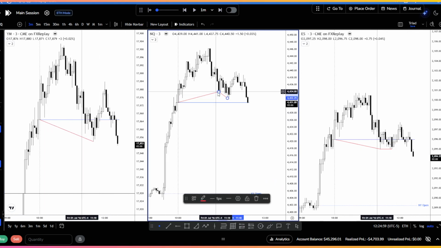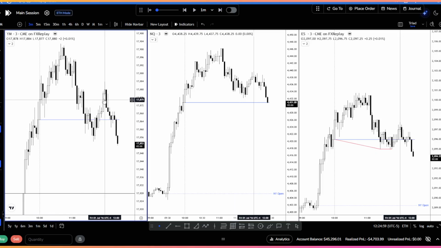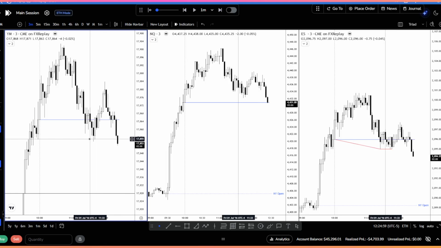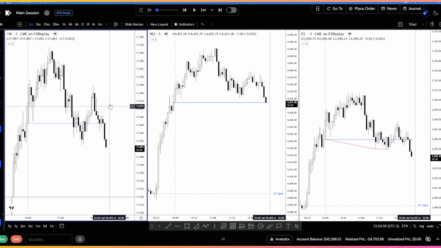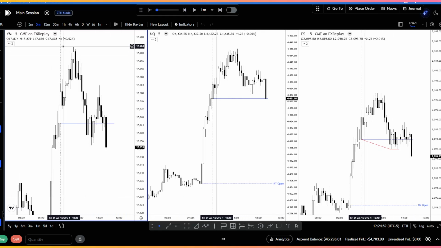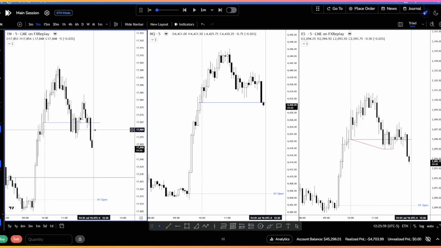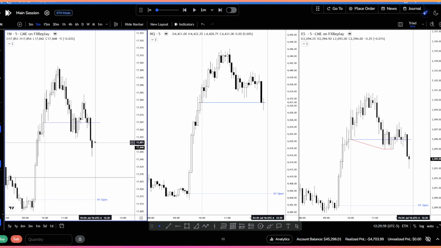So all these SMTs have also been broken. If this had stayed, this fair value should have stayed, because that was the only continuation key level, right? All these were just nothing, no displacements. Okay, cool. So if we want to go lower, where can I enter?